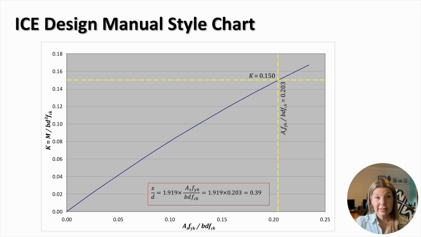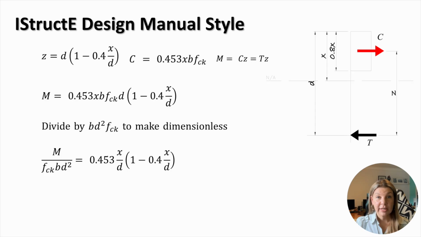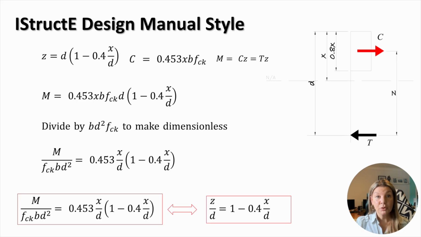Alternatively, in an existing section, the area of steel AS is known, and that can be used to find the quantity AS times Fyk divided by BD FCK, and then the parameter K and the maximum moment the section can carry. The chart developed by the IStructE is based on the same expression for the parameter K. However, the IStructE design manual additionally considers the Z to D ratio. The chart is also non-dimensional as it was derived for the non-dimensional parameter K and the non-dimensional X to D and Z to D ratios.